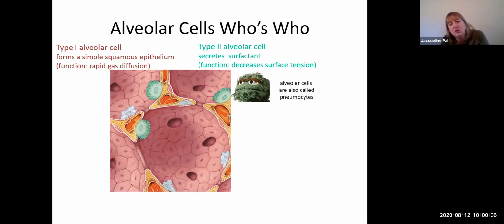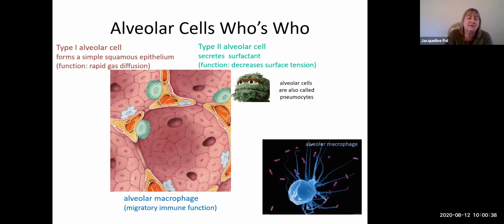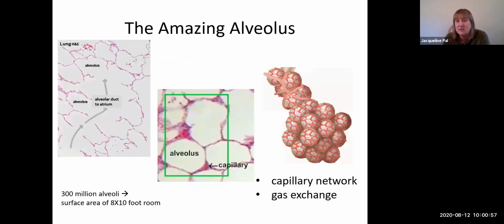Moving on to the blue cells, these are just your standard macrophages, but because they're in an alveoli, we call them alveolar macrophages. And yes, they're like Roomba vacuum cleaners cruising around looking to see if there's anything that came down in this part where it was supposed to be sterile. Now, sometimes it's not bacteria come down, sometimes it's particulate matter.